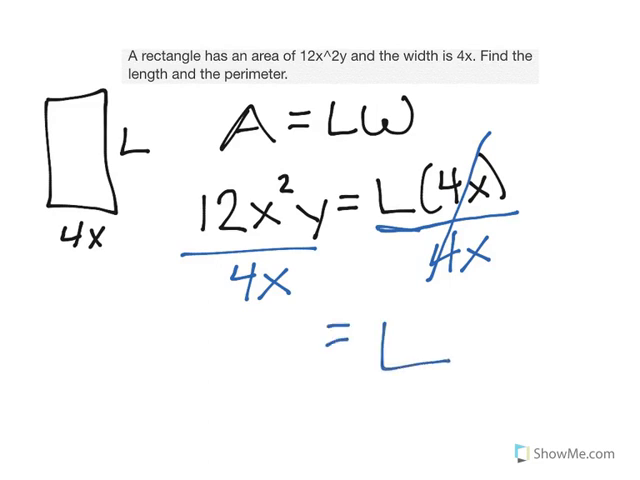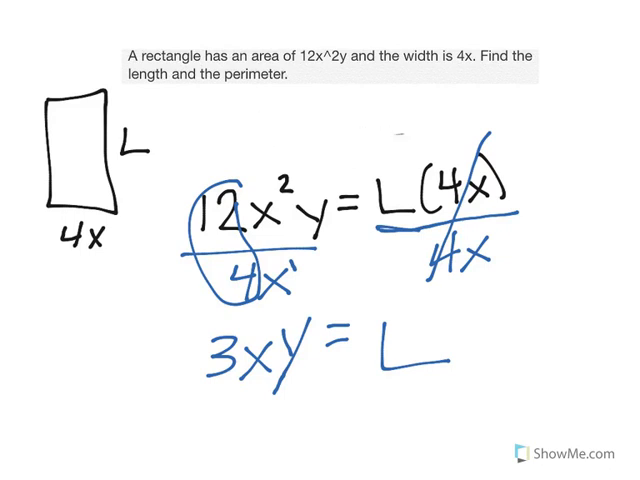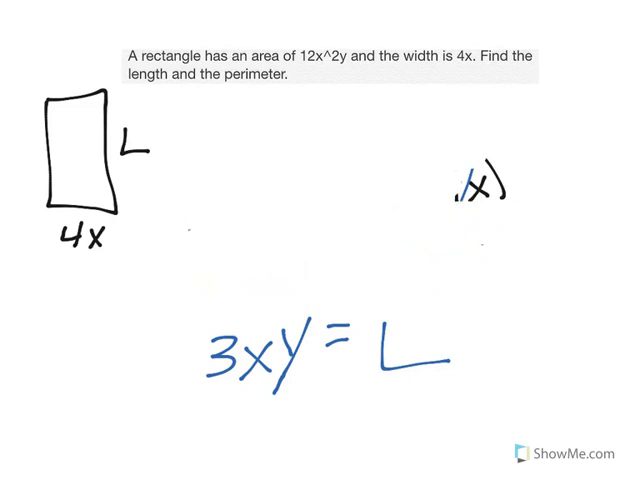On the left I can use my exponent rules to divide. So I start with 12 divided by 4 is 3. X squared divided by x, I use my exponent rules to do subtraction of the exponents. So we have x, 2 minus 1 leaves me with 1. And y, there's no other term, so it's just length equals 3xy. I'm going to erase this part to do the second part of the question.